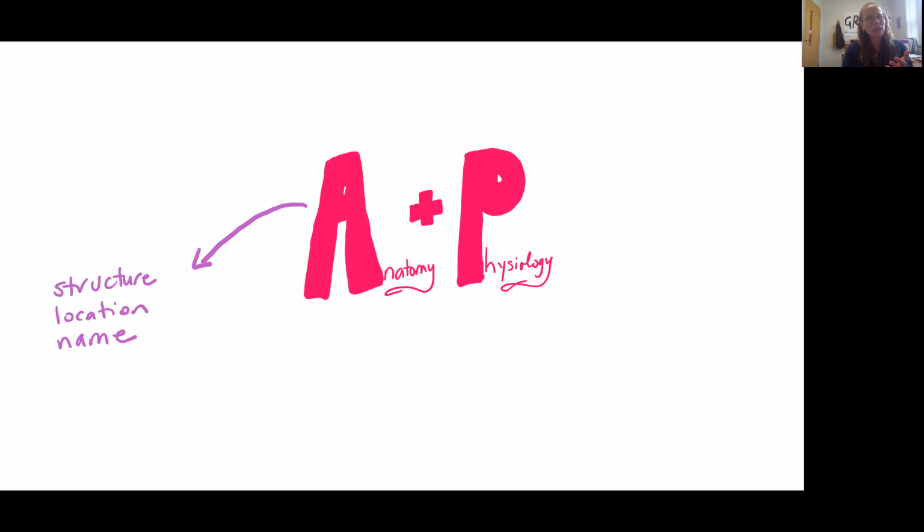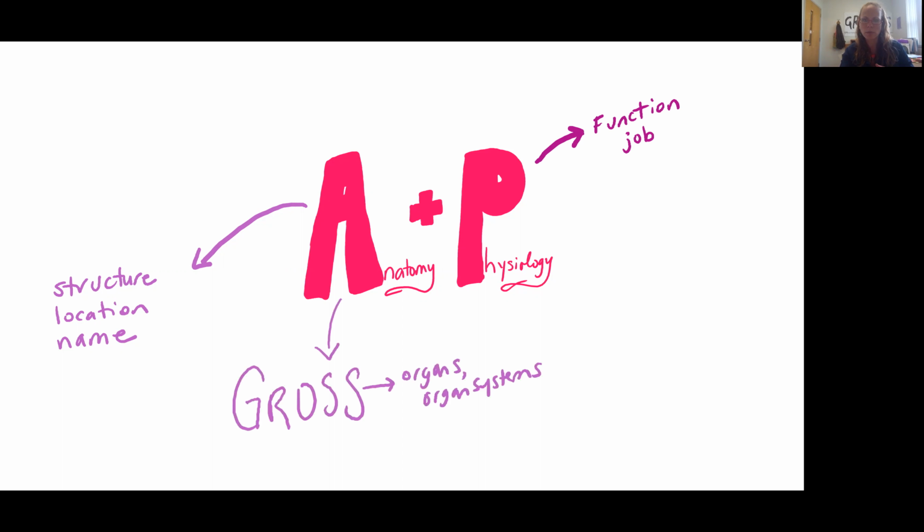And primarily, I think we tackle this part of the course in our lab. So in lab, you're going to do a lot of naming and identifying of structures. And then in the lecture part, that's really where we pick up more that functional piece. What does that structure do? What is its job in the body? So anatomy is what it looks like, where it's located, what it's called, and then physiology is really just the job.